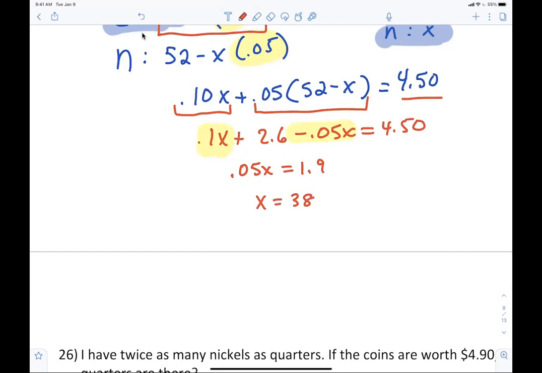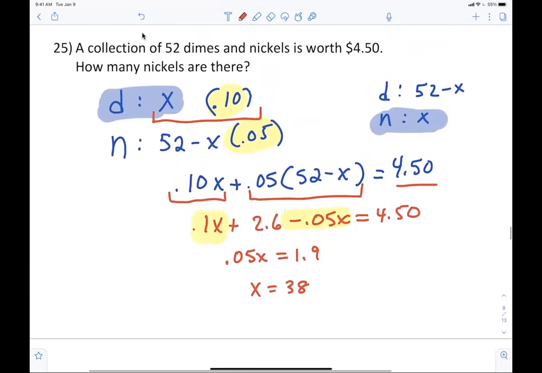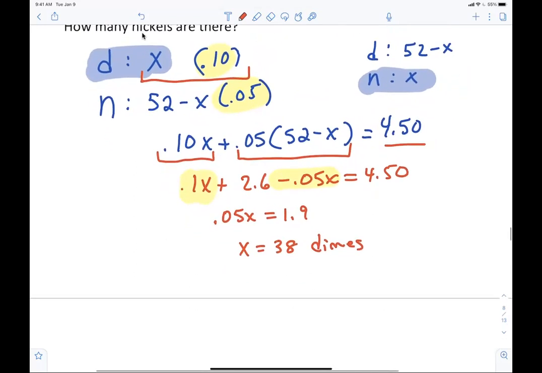Now, that's not the answer because we have to ask, what's the question? The question is, how many nickels? Well, 38 represents the number of what? Dimes. Now, if you did it the other way, you found nickels right off the bat, right? So 52 minus 38 is the number of nickels. So the number of nickels was 14.